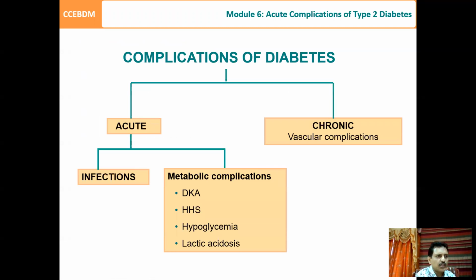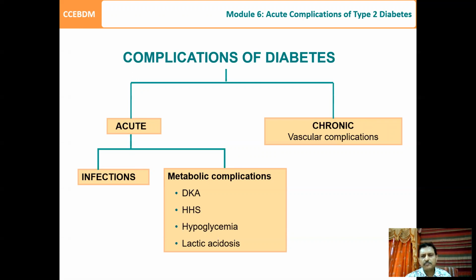So coming to the acute complications of diabetes, we are not going to discuss infection, which is also an important acute complication of diabetes. Today, I'm going to discuss ketoacidosis, hyperosmolar coma, hypoglycemia, and possibly just touch upon a little bit of the lactic acidosis part. So that is the intention of today's talk.